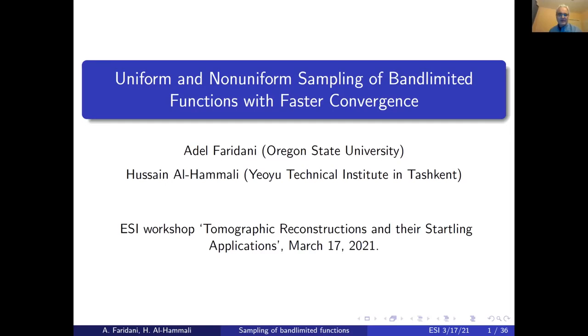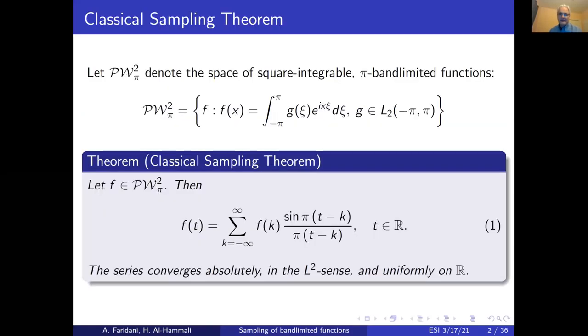It is together with Hussain Al-Hammali, who is currently at the Yeoju Technical Institute in Tashkent. And we look at the one-dimensional case. And let me begin with the very classical case.